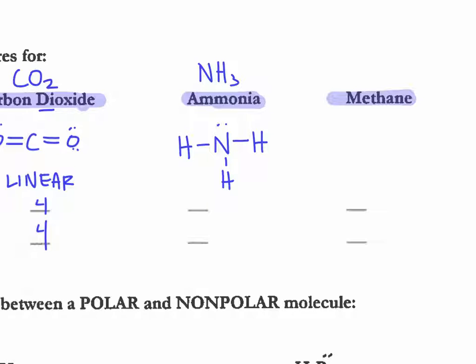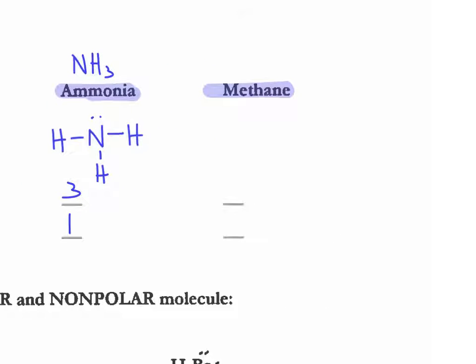So how many shared pairs does it have? Well, it's got a pair here, here, and here. That makes 3 shared pairs. How many lone pairs? It's got 1 lone pair right up here, giving it 1. And our last one here is methane. So methane is carbon tetrahydride, CH4.